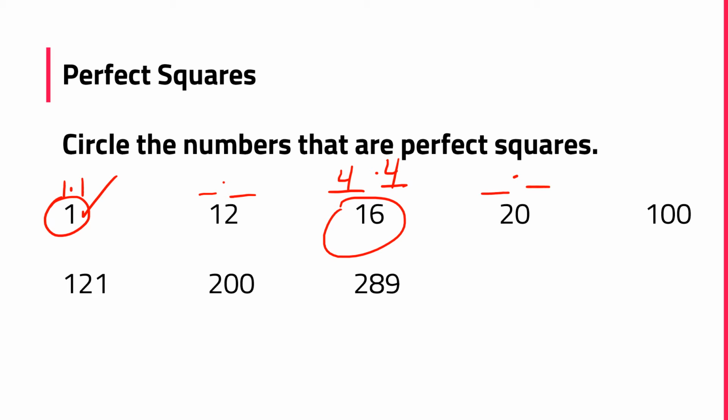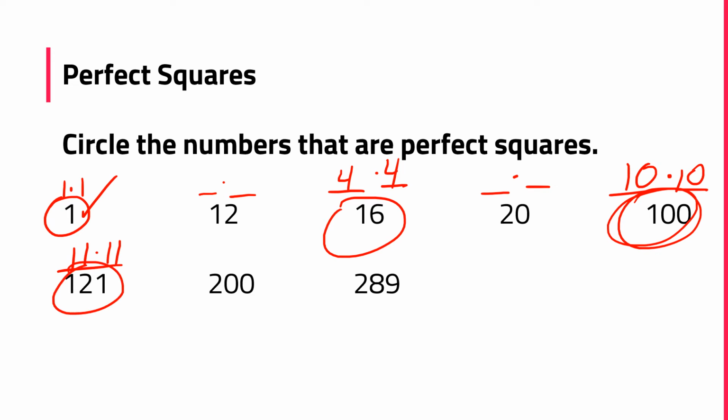How about 20? No, that doesn't work out, right? How about 100? Yeah, 10 times 10 is 100, that's good. How about 121? Yep, 11 times 11 works, so that's good. How about 200? No, that doesn't work.